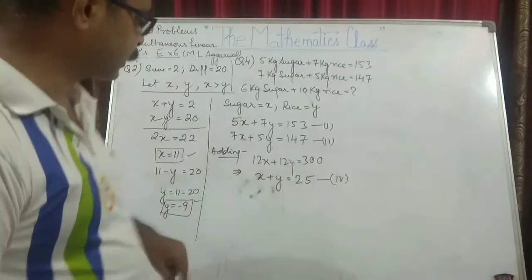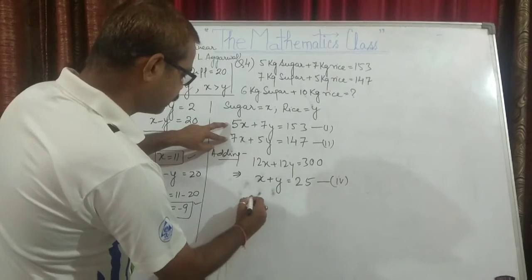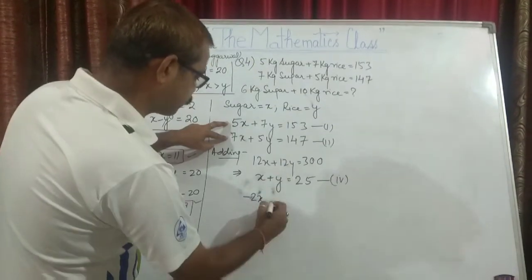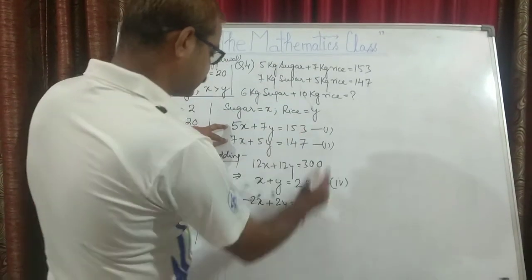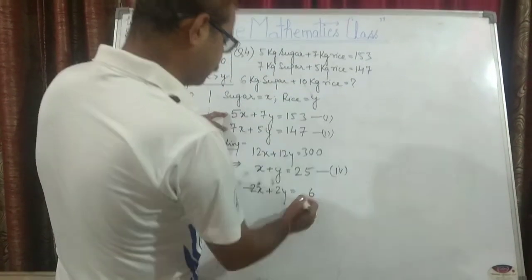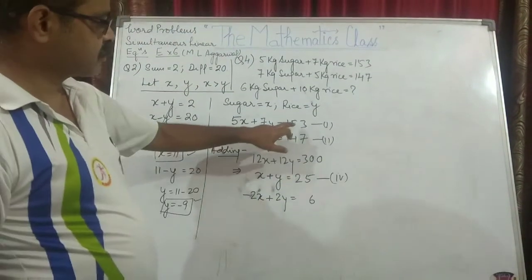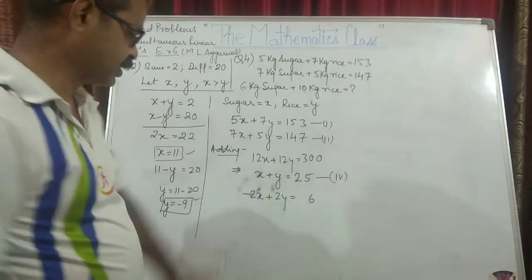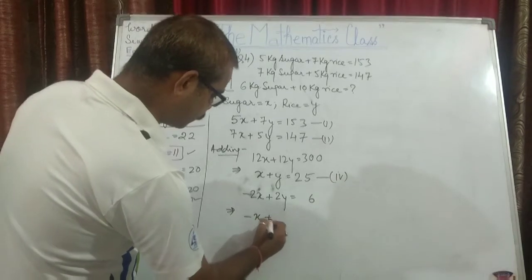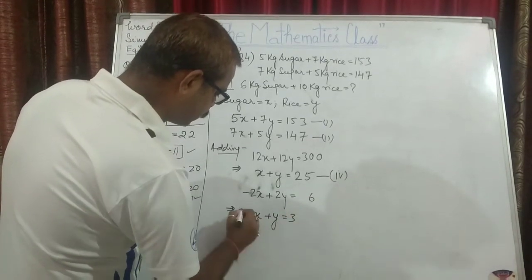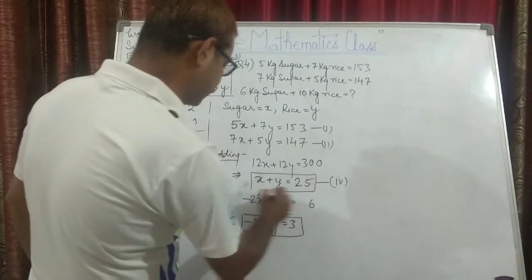Now when you subtract, means subtract second from first, 5 minus 7 is minus 2x plus 7 minus 5 is 2y and 6 means 47, 48, 49, 50, 53. When you subtract 47 from 53, you will get this. It means if you divide this whole equation by 2, you will get minus x plus y is equal to 3. This is one equation and this is one equation.